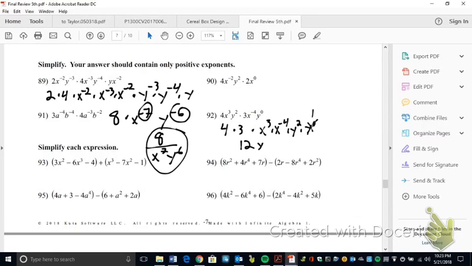x to the 3rd times x to the negative 4th gives me x to the negative 1. y squared times 1 gives me y squared. So notice here we have a negative exponent, so we've got to move that down to the denominator. That's going to give us 12y squared over x.